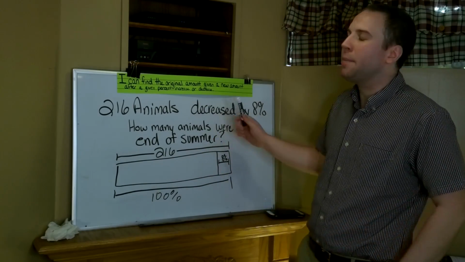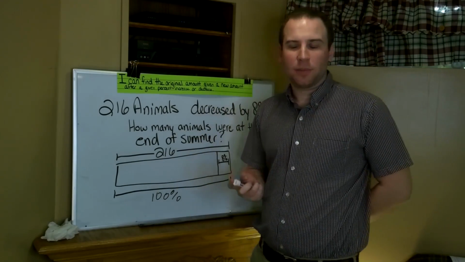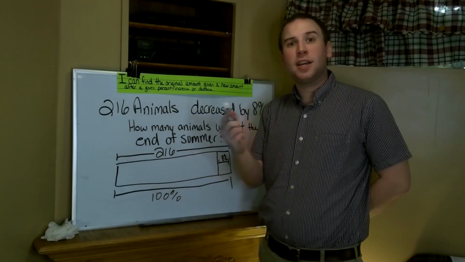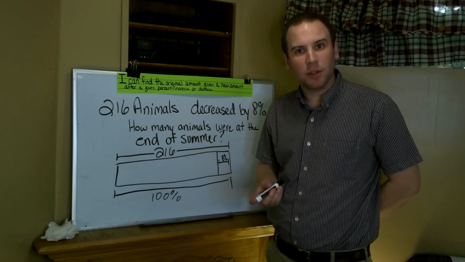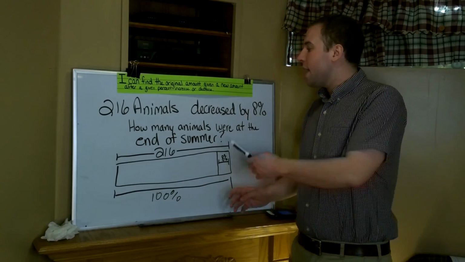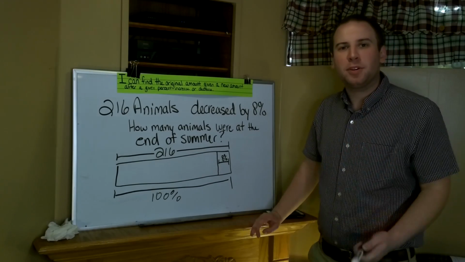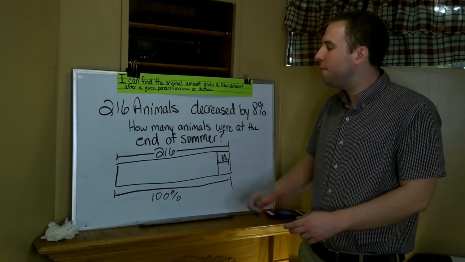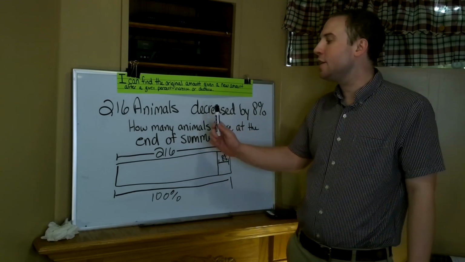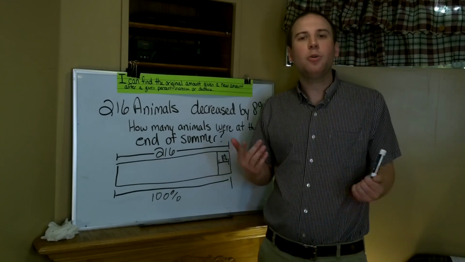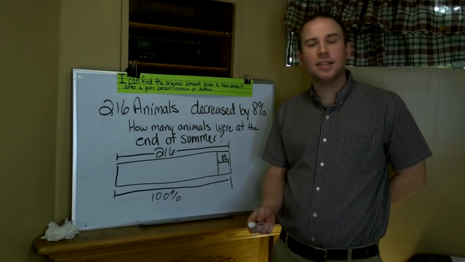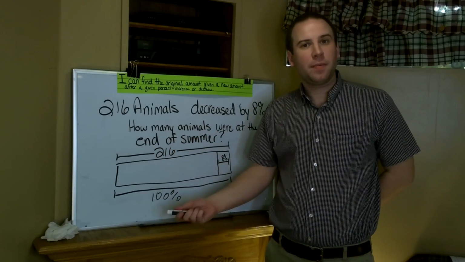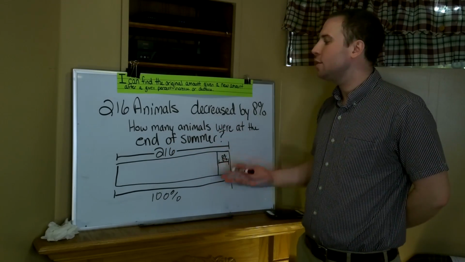So let's say, for example, we're working in an animal shelter. Because this is almost the start of summer, we have 216 animals, and let's say it decreases by 8% at the end of the summer. We want to figure out how many animals were at the shelter at the end of the summer. How could we figure this out? What I have drawn here for you is known as a picture graph to help represent what this all means.